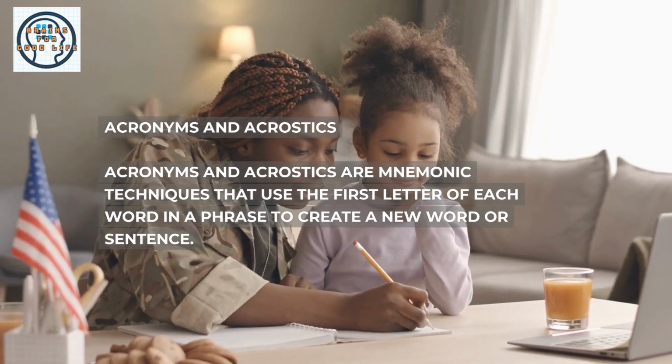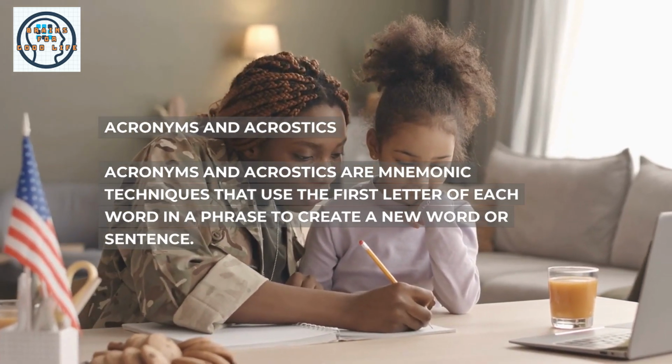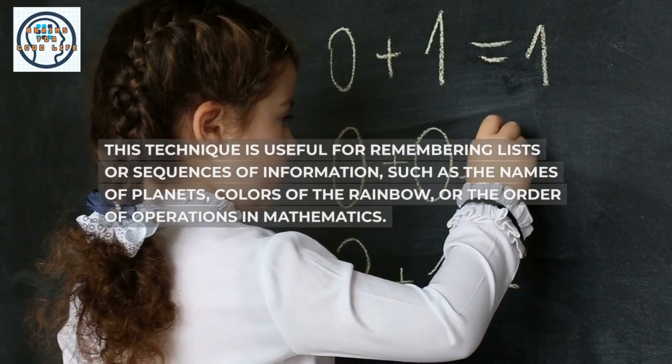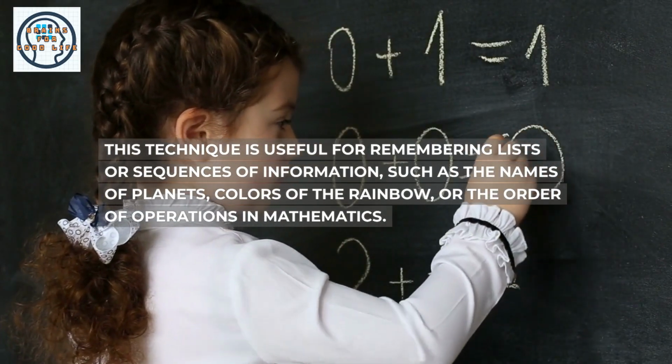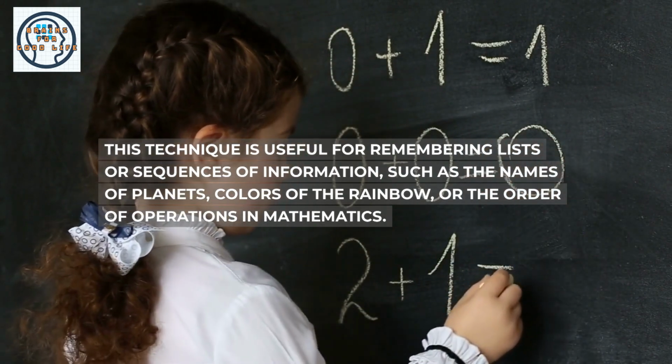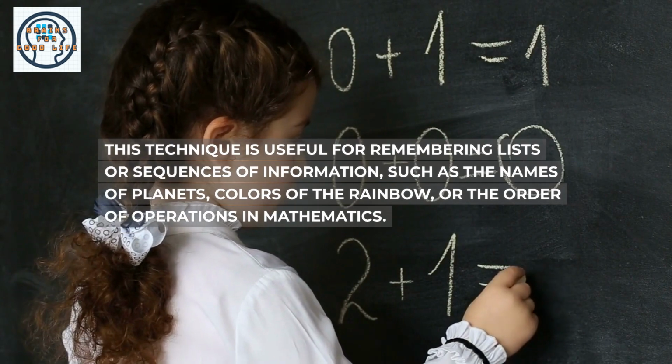Acronyms and acrostics. Acronyms and acrostics are mnemonic techniques that use the first letter of each word in a phrase to create a new word or sentence. This technique is useful for remembering lists or sequences of information, such as the names of planets, colors of the rainbow, or the order of operations in mathematics.